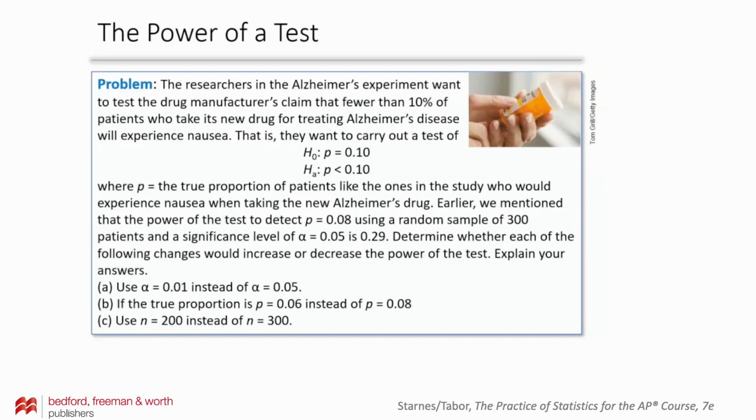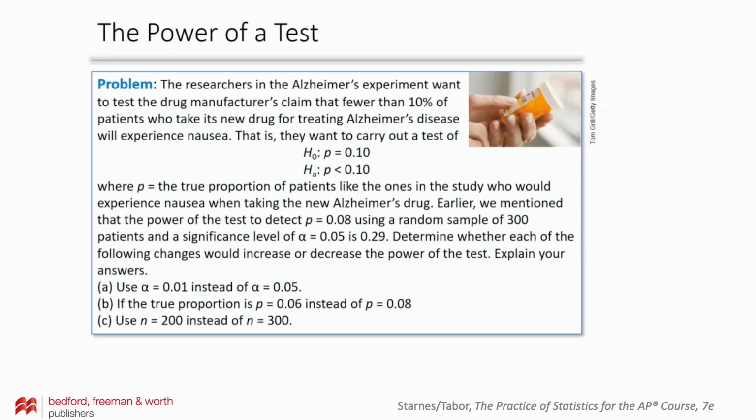So let's look at a problem here. The researcher in the Alzheimer's experiment wants to test the drug manufacturer's claim that fewer than 10% of the patients who take its new drug for treating Alzheimer's disease will experience nausea. That is, they want to carry out a test where the null hypothesis is p = 0.10, because that's the 10%, and the alternative is that the probability is less than 0.10.